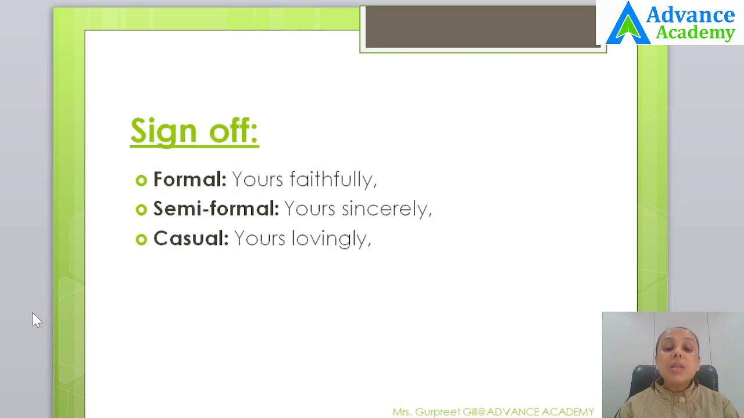Further, when you are signing off your letter, that also is different for the different letters. For the formal letters, you always sign off by saying yours faithfully, and in the next line, you will be writing your name. But for semi-formal letters, we don't use the word faithfully, we use the word sincerely. While in the casual letters, emotional words are used, saying yours lovingly. So you have to learn these words according to the tone you will be using them in your exam.